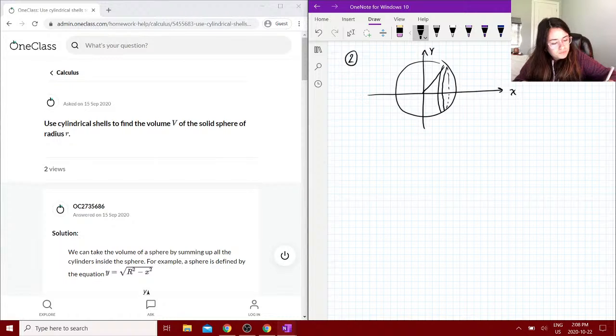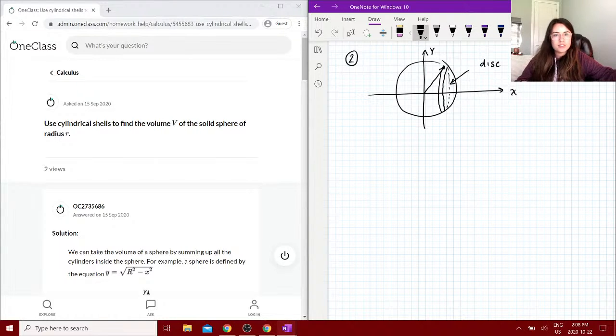Looking at it, here, I'll just redraw this part a little bit. So looking at this one specific slice, we're going to call this a disc, okay? A disc, or we can imagine it as a cylinder. It has a thickness, which is very small, that we're going to call dx.